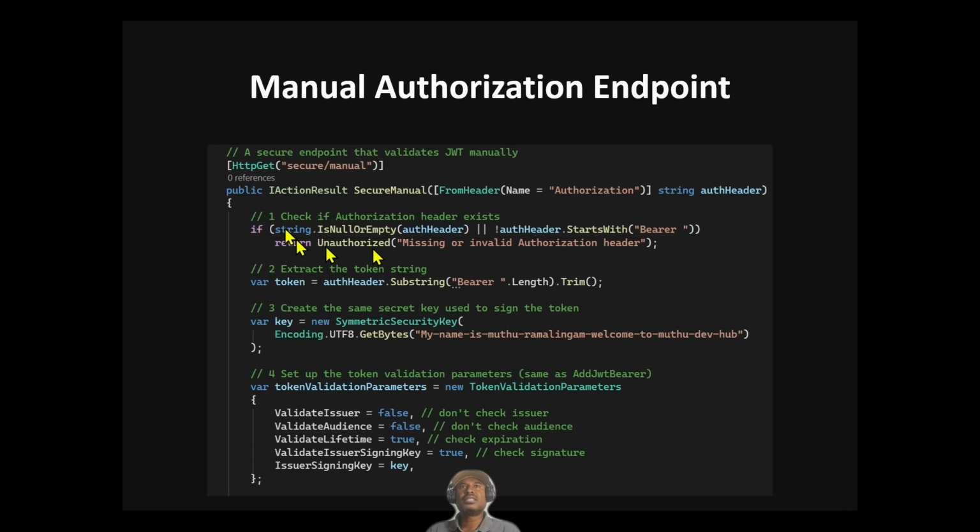Please check it out. In this video, we are going to manually validate the JWT in an endpoint. We check the header, extract the token, validate with the secret key, and read the username from the client. If all is correct, then the user is authorized.